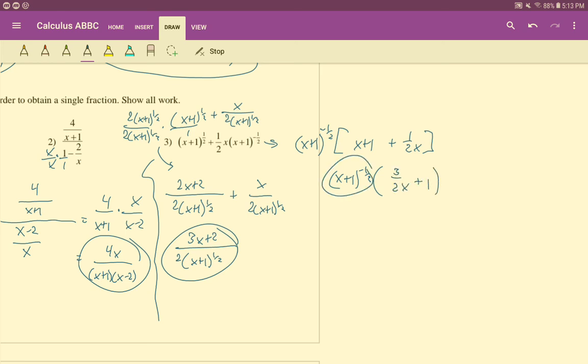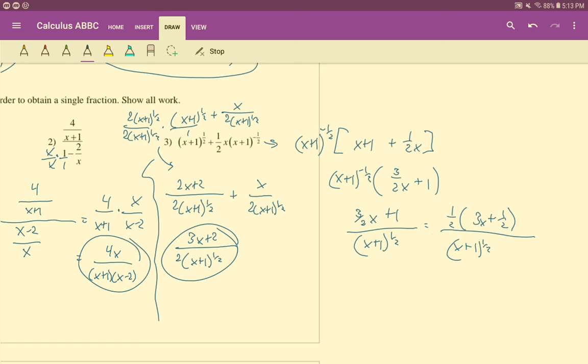Or if I put this negative exponent in the denominator, it would become 3/2 x plus 1 over x plus 1 to the 1/2. Now you might look at this and say, wait a minute, these two things are not the same. Well, they are actually. If I were to pull a 1/2 out of this numerator here, that would leave me with a 3x plus 1/2, and then x plus 1 to the 1/2 like that.